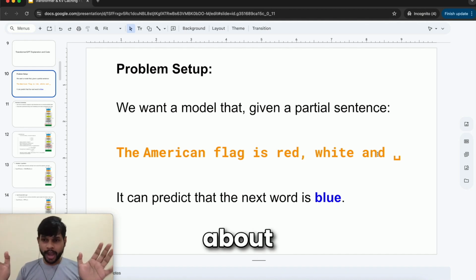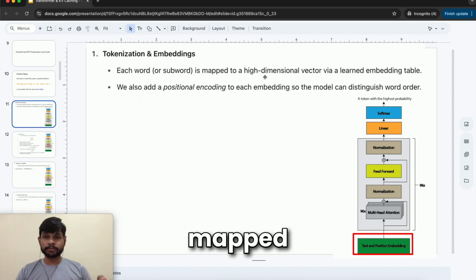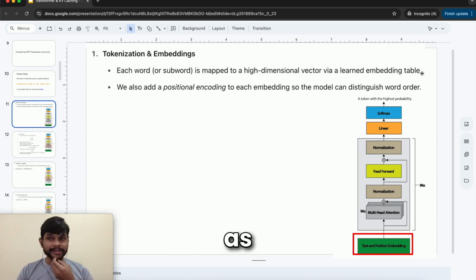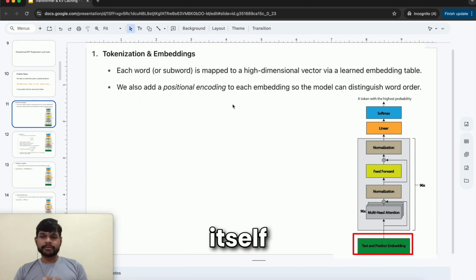Now I'm going to talk about how exactly that is implemented. The first step is tokenization and embedding, as I mentioned before. Each word or subword is mapped to a higher dimensional vector via a learned embedding table. As I mentioned, similar sounding or similar meaning words should have similar embeddings. And that itself is not enough.